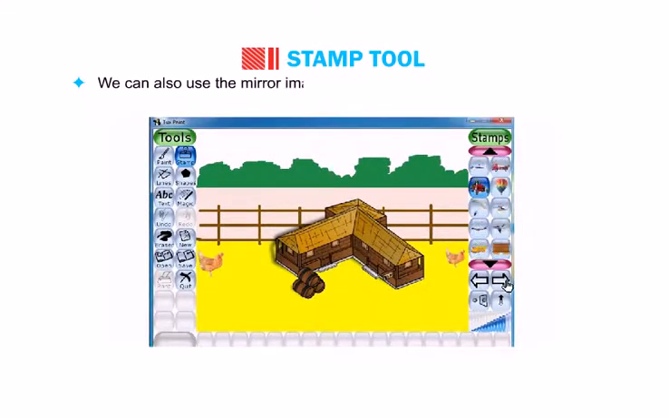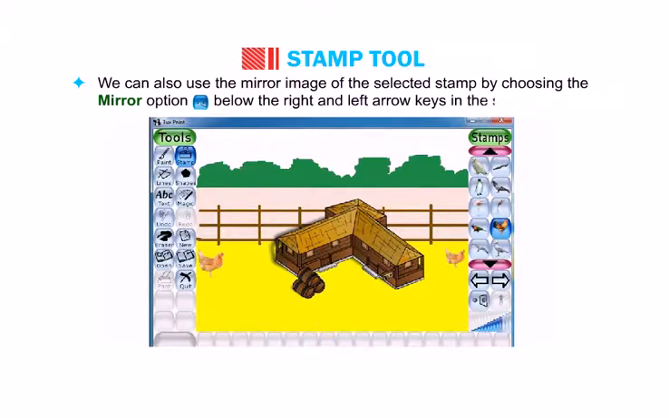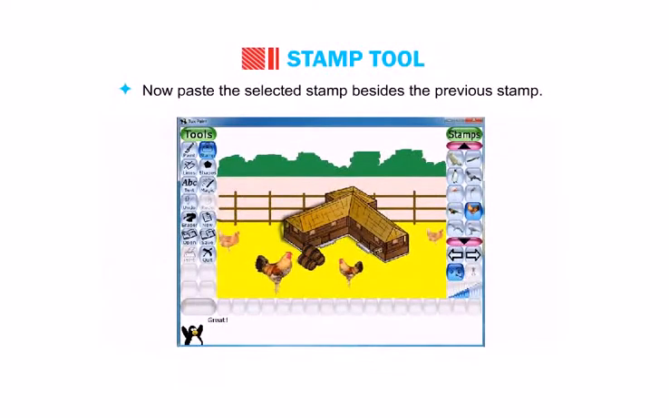We can also use the mirror image of the selected stamp by choosing the mirror option below the right and left arrow keys in the sub-tool box. Click on the mirror button. Now paste the selected stamp beside the previous stamp.